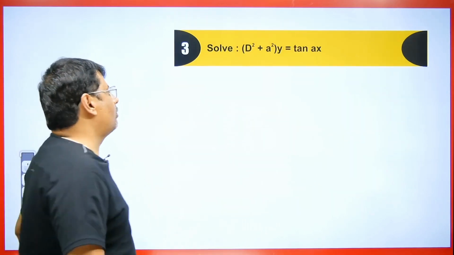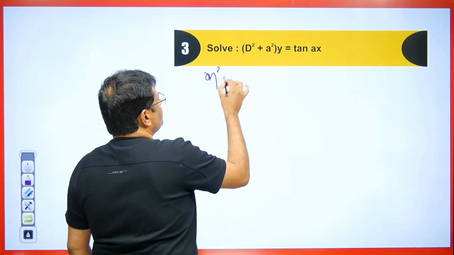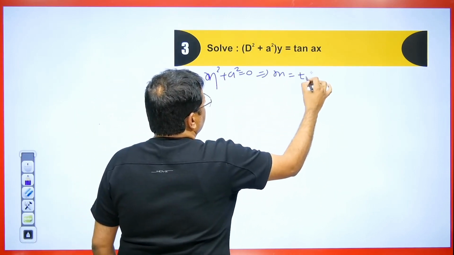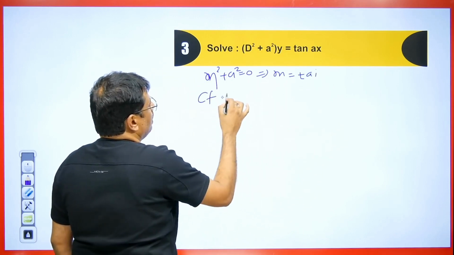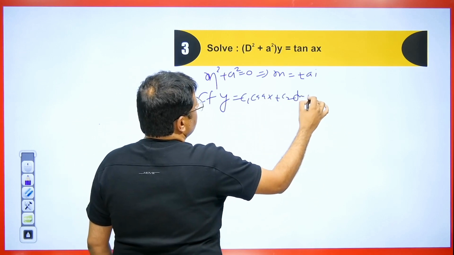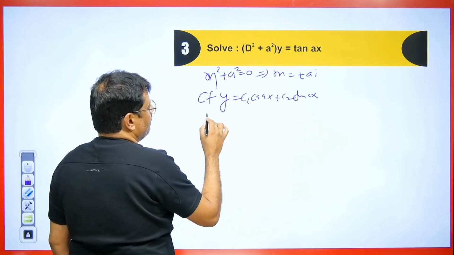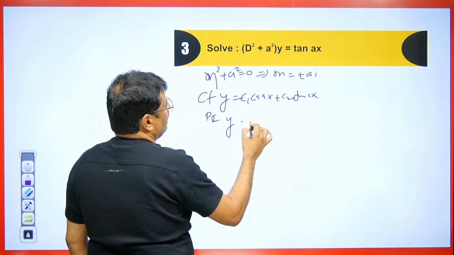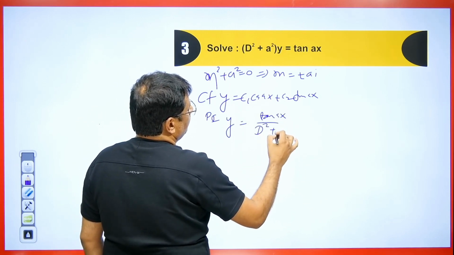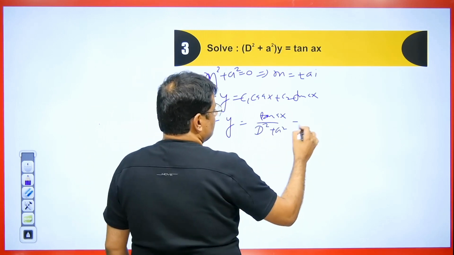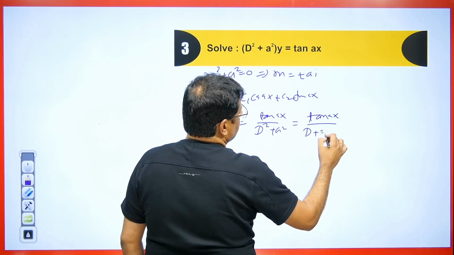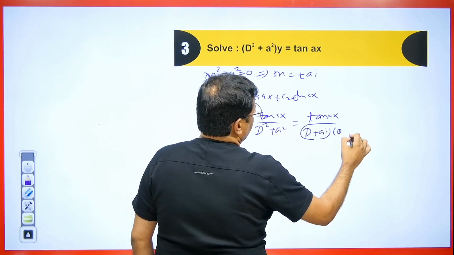Let's consider this. This is the same as the previous. We will do m square plus a square equals 0. This implies m is equal to plus minus a iota. So the cf will be c1 cos ax plus c2 sin ax, and here we will find the pi of this. So to find the pi of this, we will do tan ax divided by d square plus a square, and we simplify this a bit, it will become tan ax. We will write this as d plus a iota into d minus a iota.